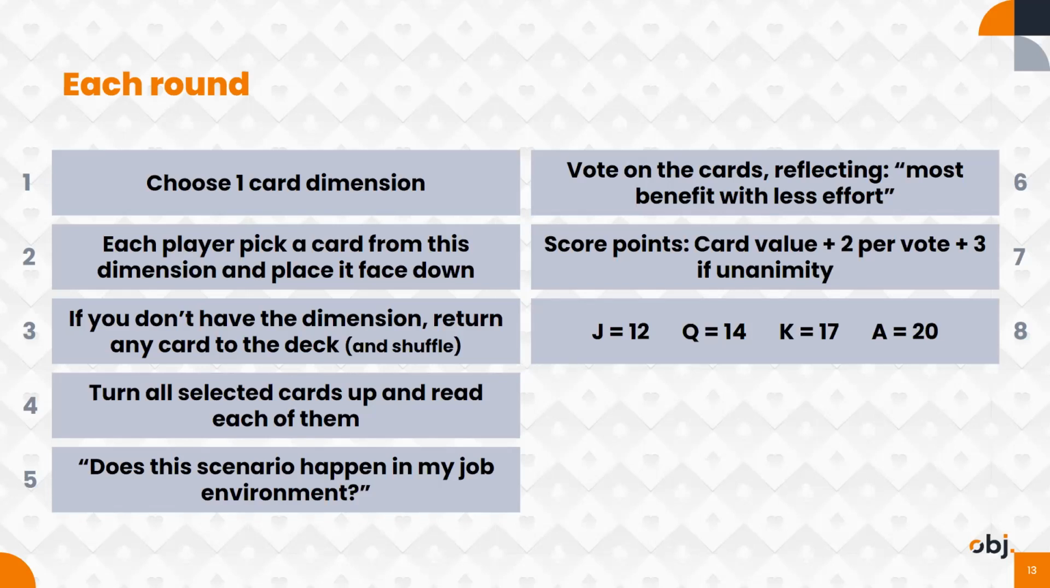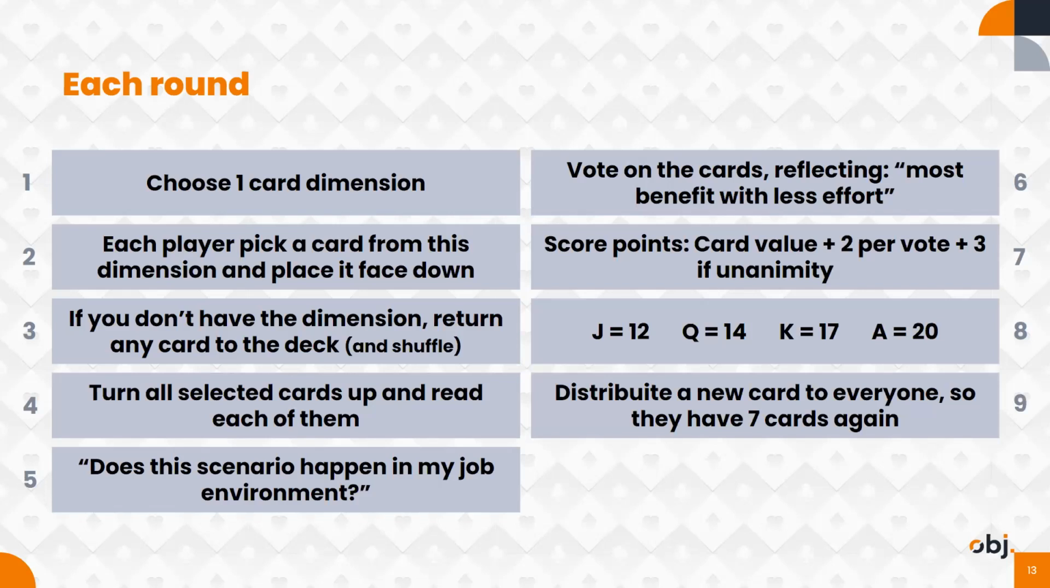So if you have these critical problems, we suggest starting to solve them first. Usually, the problems in these cards are from maturity level 0 or 1. So that's what we need to fix first, and afterwards we distribute a new card to everyone. So they have 7 cards again. We play with 7 cards in hand, and a new round begins. That is just the idea of how it works.